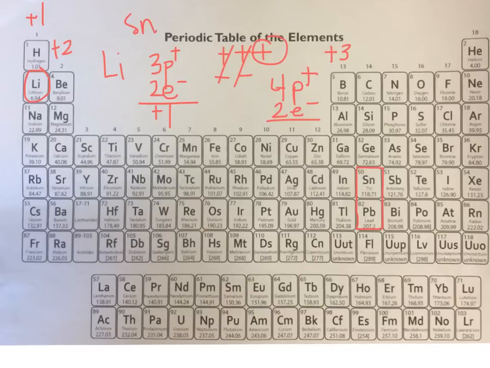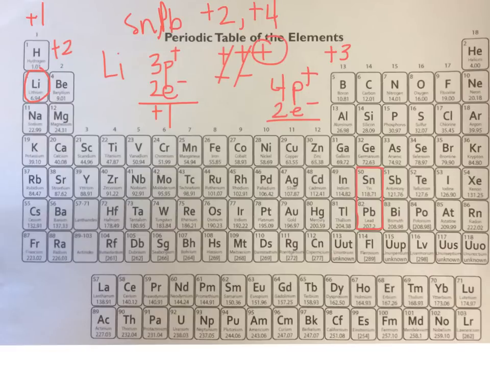Tin and lead, Pb, will have what is called a multiple charge. It can have a +2 charge, or it can have a +4 charge. So that's for both of them. Tin could be +2 or +4, and then lead can also be a +2 or a +4 charge. So once again, that is something that you just have to memorize.